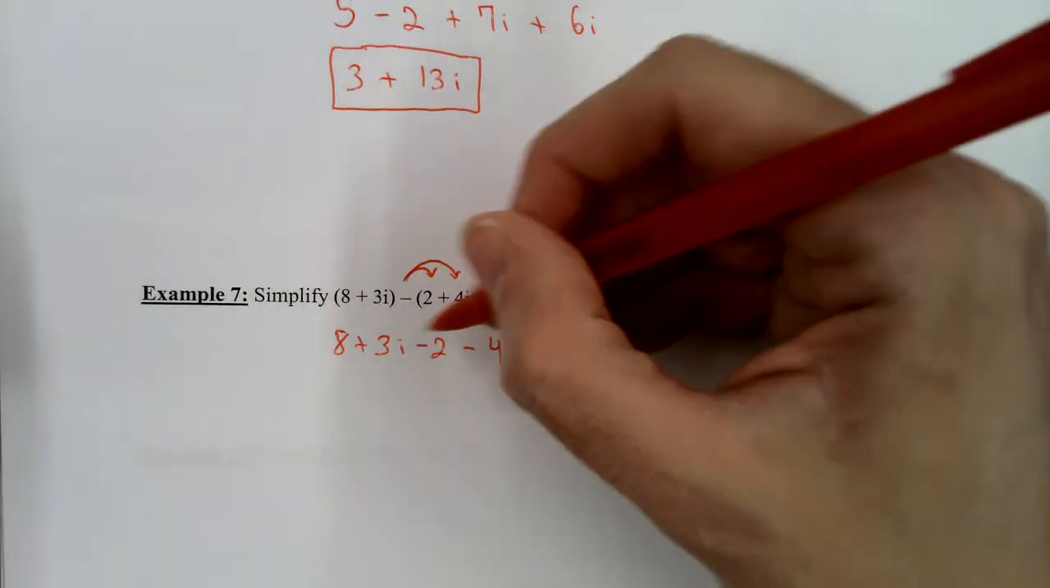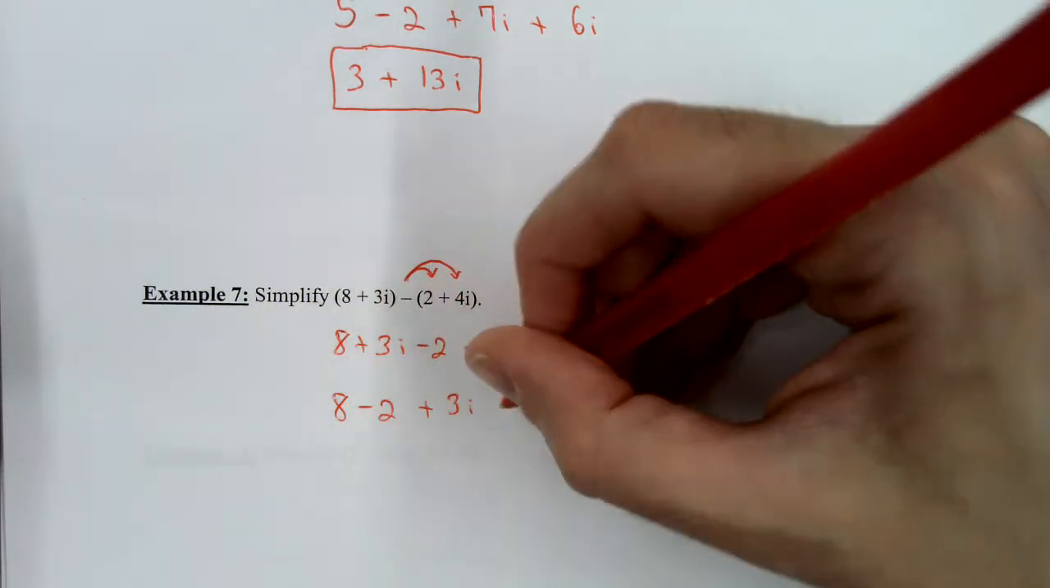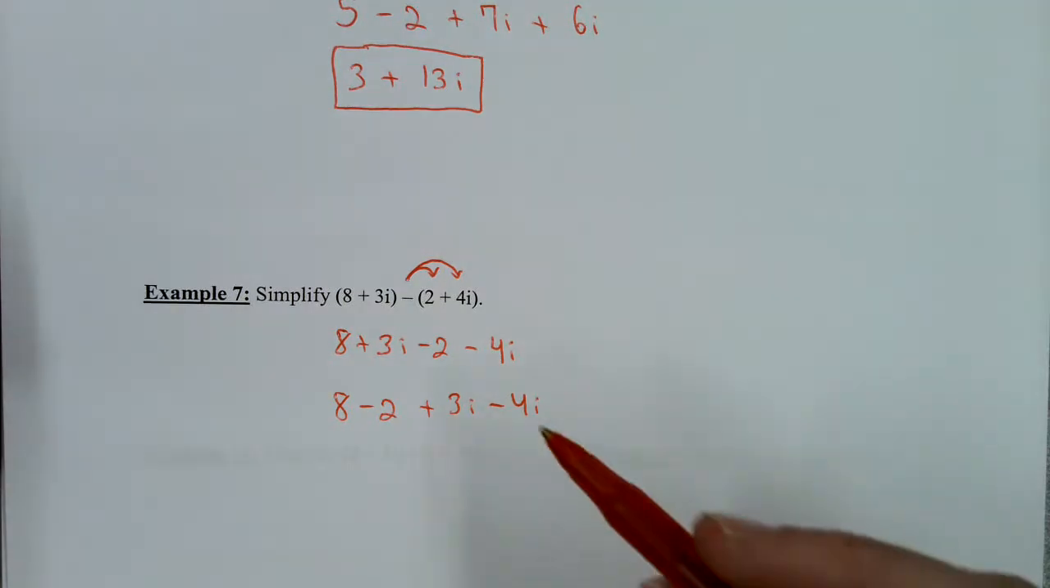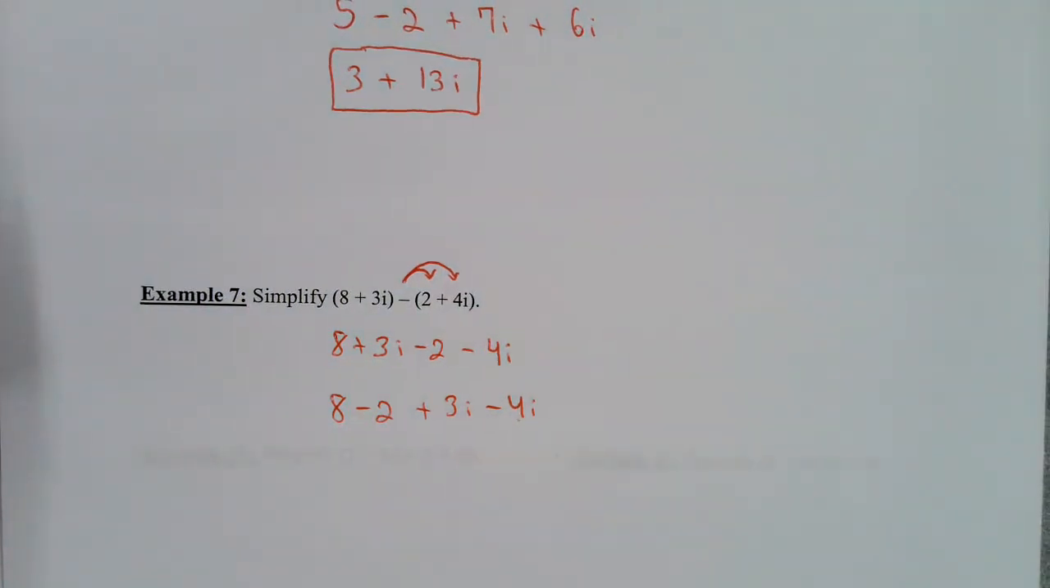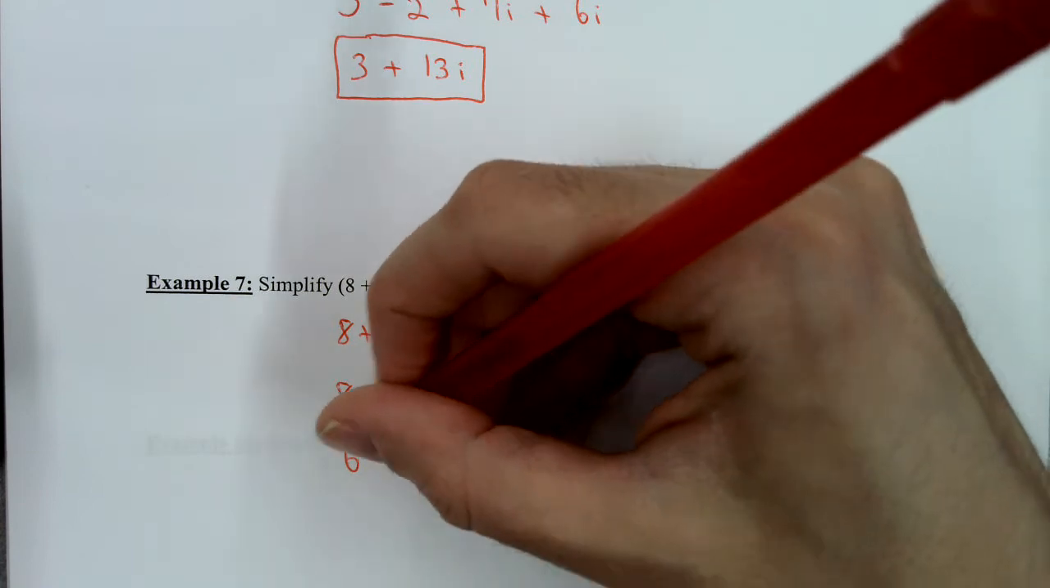And now some people like to write the numbers next to each other, so I'll do that in case you like that, but you don't have to do this step. They like to write the i's next to each other, but you can skip that step if you want. Just combine like terms to get 6 minus 1i, or just 6 minus i.